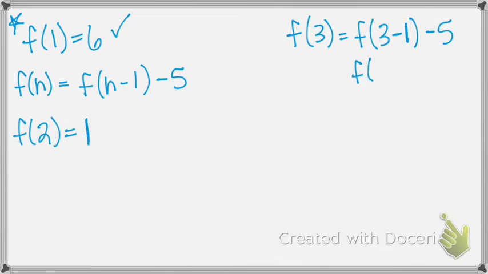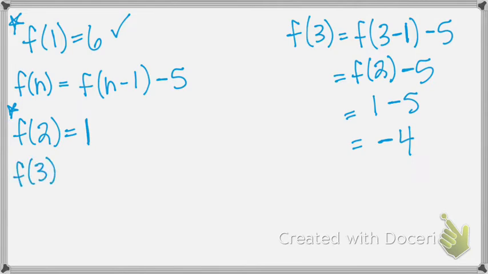So we just simplify. 3 minus 1 is 2. Bring down that minus 5. Well, now we have to look. Well, f of 2 was 1. So we say 1 minus 5 equals negative 4. So now we know that f of 3 equals negative 4.